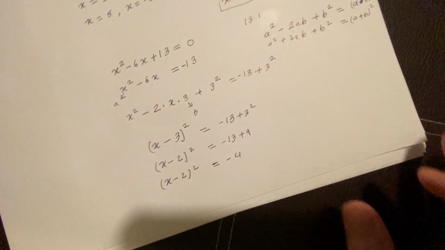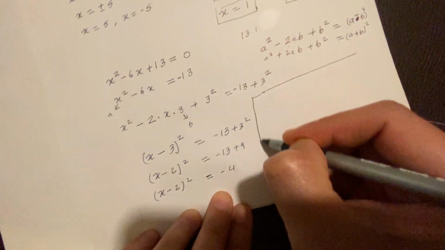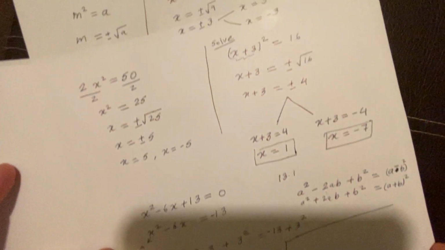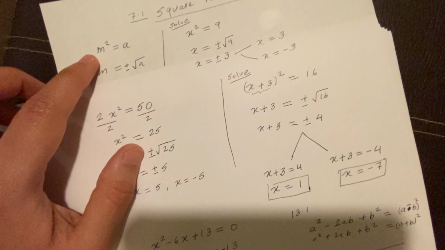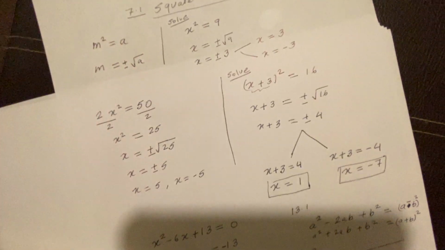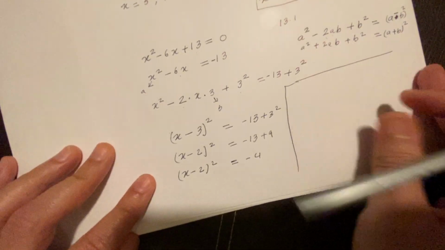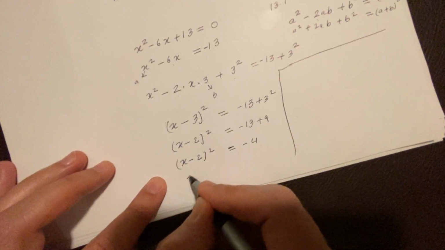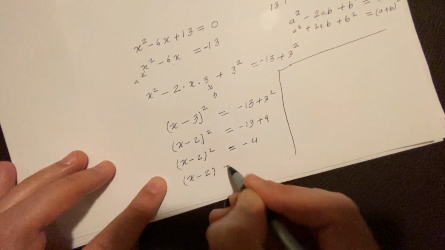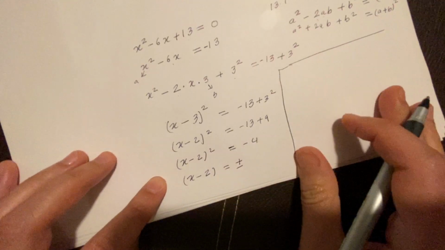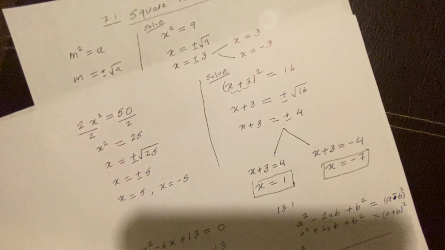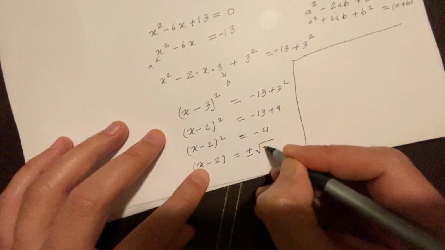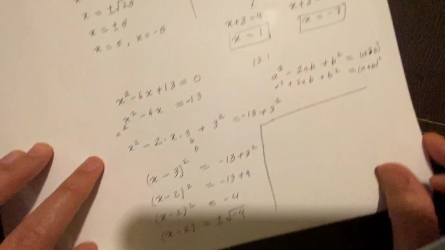All right, so once we get this, now we apply the square root property. If you have a square term on one side and a number on the other side, then we can take the square root without the square. Now from here, let me just write here, x minus 3 is equal to plus minus the square root of a number. So the number we have here is negative 4, right?